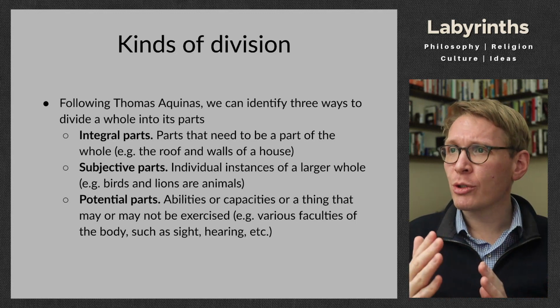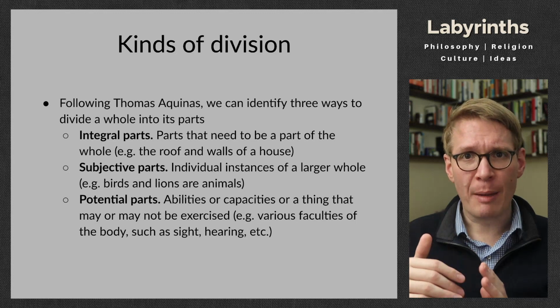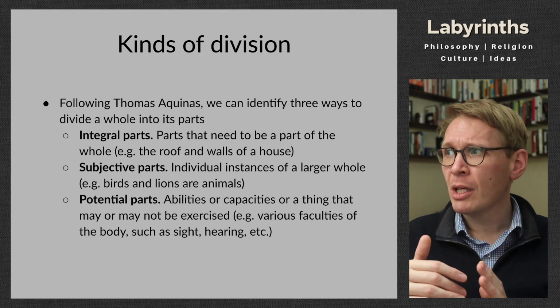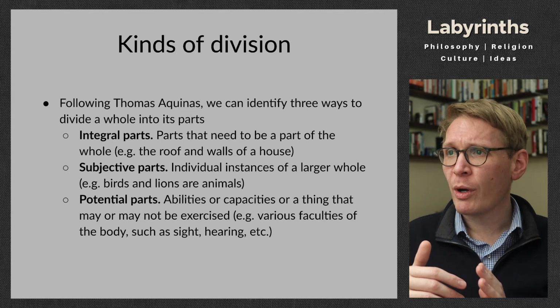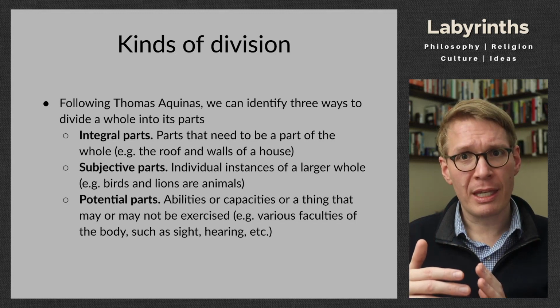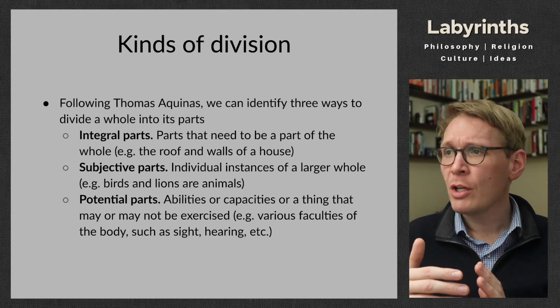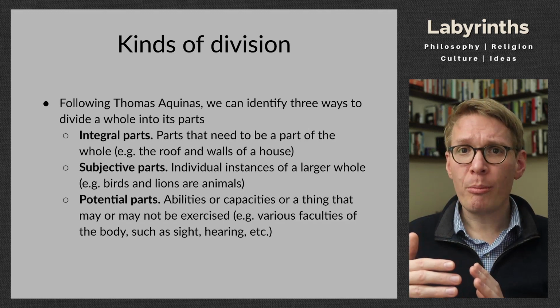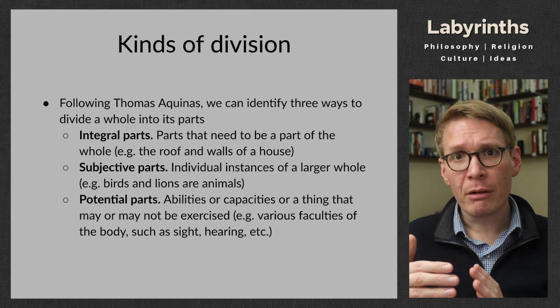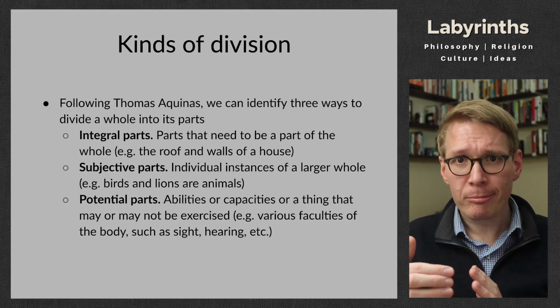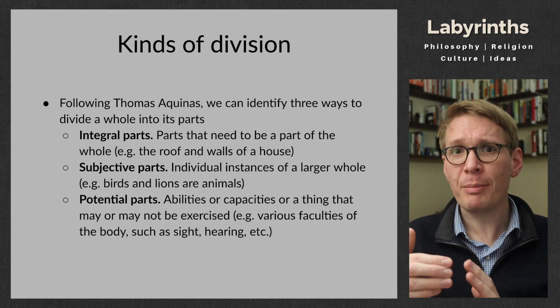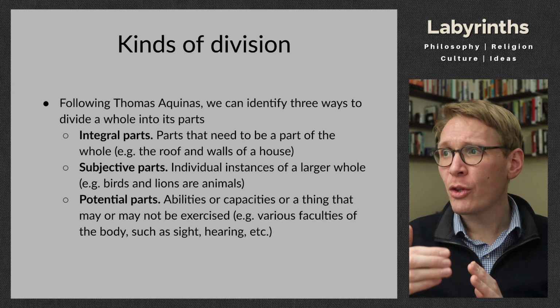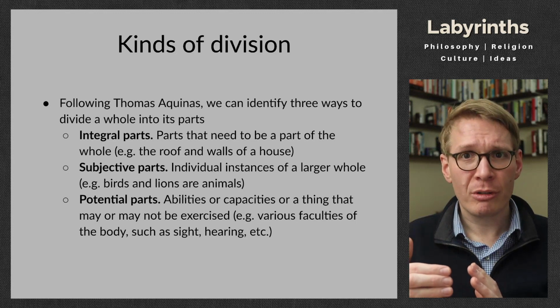We want to, and here we're drawing on Thomas Aquinas, who adapted Aristotle's thinking. Thomas Aquinas identified three ways that a thing can be composed of parts. On the one hand, we have integral parts. Some parts of a thing need to be there in order for the thing to be that thing. Without those parts, it wouldn't be that thing. An example might be the roof and walls of a house.